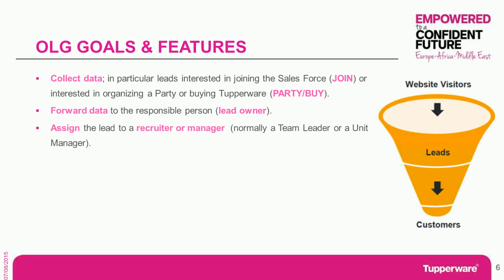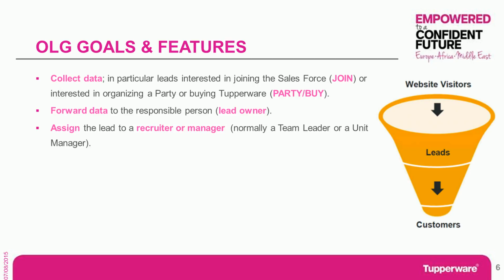The OLG will also be able to assign the lead to a recruiter or to a manager. Normally it will be a team leader or a unit manager. What is the difference between these two? In most cases, the lead owner will be a distributor, and in most cases, the manager will be a recruiter or a person responsible to answer that person. In some cases, if we are talking about a small distributor, we will assign the lead only to a lead owner, and that lead owner will have to reply to that person.